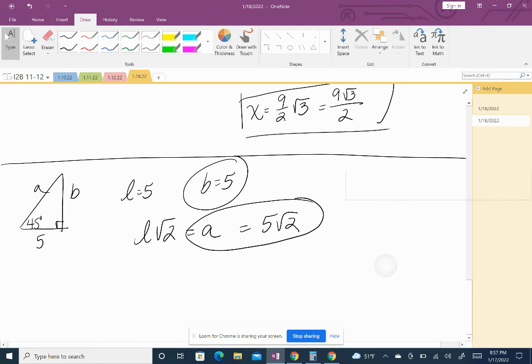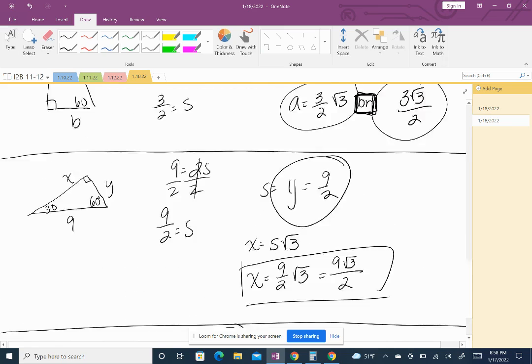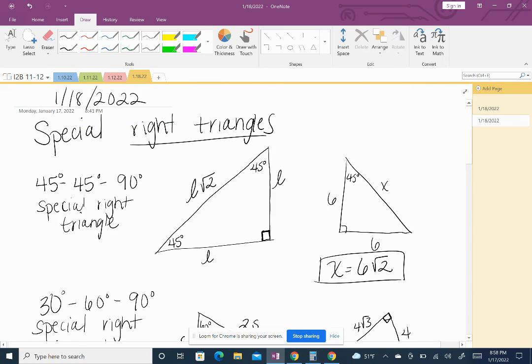There might be problems where you have the A and then you got to solve for the L, but you would just divide by square root of 2 on both sides. Perfect. Then that covers some of these problems.